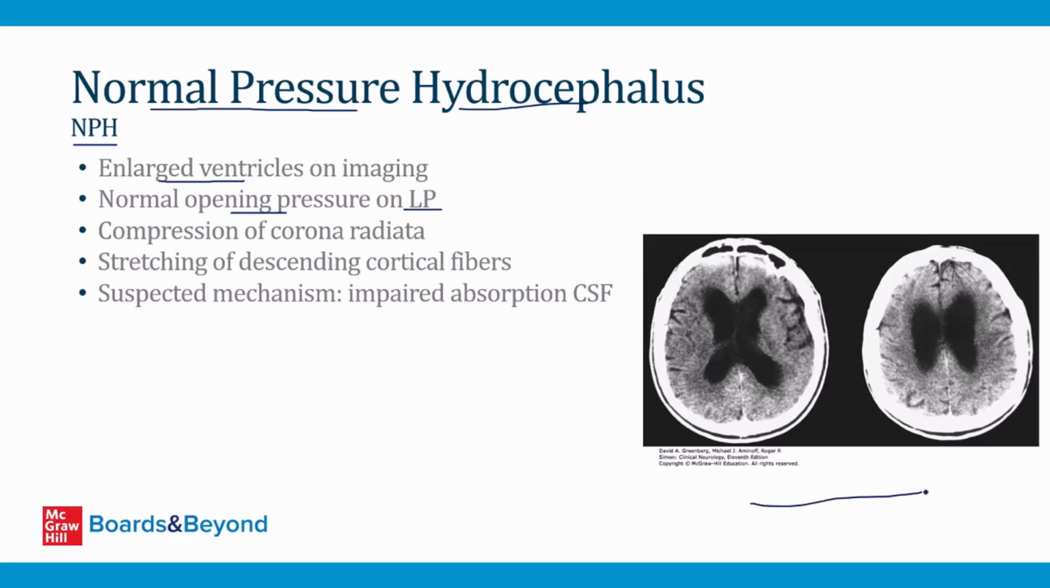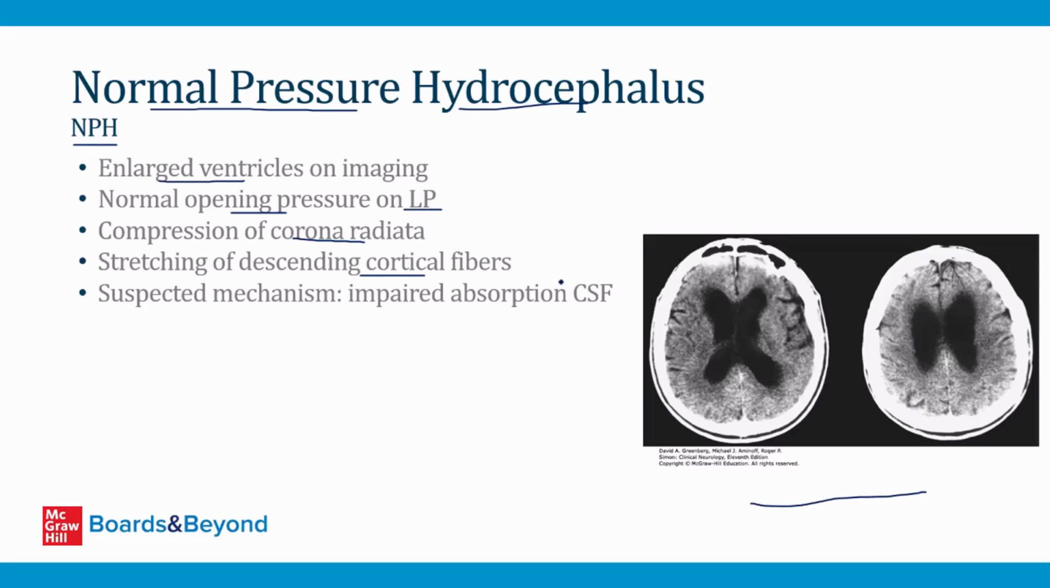This is an image of what it looks like on the screen. You can see the ventricles are dilated, and what happens when they get that dilated is they compress the corona radiata, which are descending cortical fibers that carry motor function information down to the spinal cord. And so when you get compression of those fibers, that's what can lead to the clinical features of this disorder, which we'll talk about in a minute.